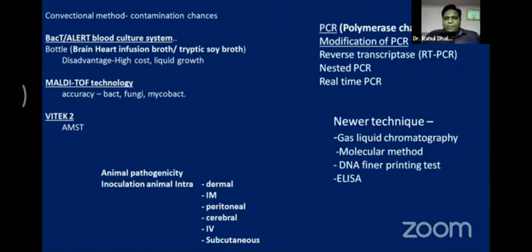Also you can do PCR, polymerase chain reaction. Nowadays modified PCRs are used, like reverse transcriptase RT-PCR. In the current scenario, RT-PCR is used for COVID-19. Then nested PCR and real-time PCR can also be used. New techniques like gas liquid chromatography, molecular methods, DNA fingerprinting, and ELISA tests can be done. Also, the inoculum can be directly introduced into an animal to observe animal pathogenicity. Animals can be used in various ways like intradermal, intramuscular, and intraperitoneal.